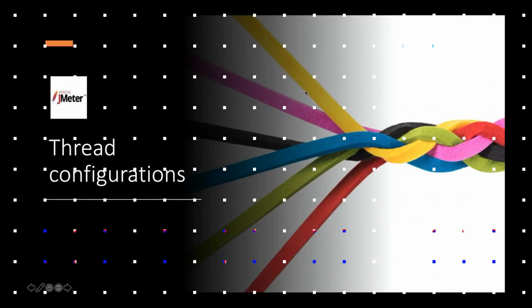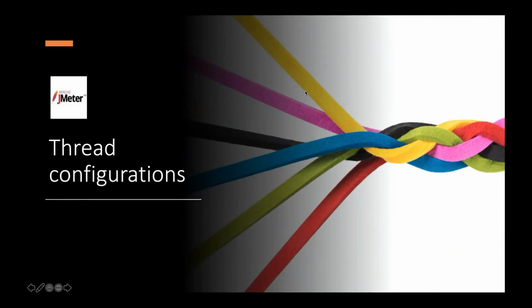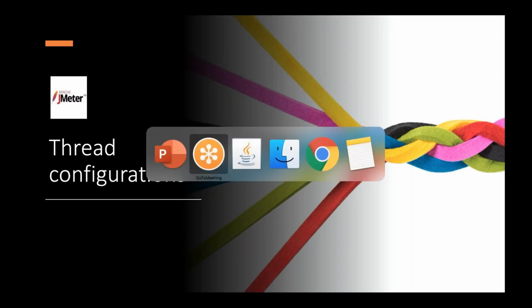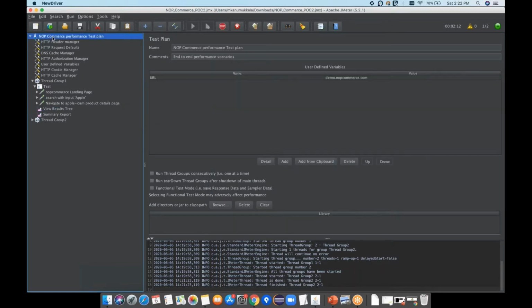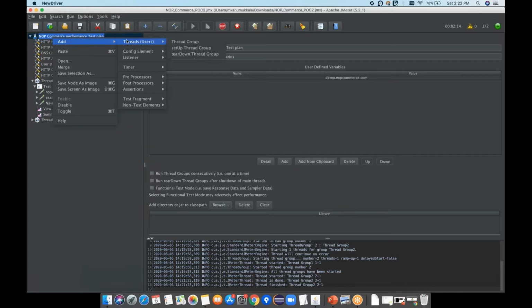Next option we have. So apart from that, what is the next one? The next one is thread configurations. So what is thread configurations? Under test plan, if I go to add threads users, we have three different options: one is thread group, another one is setup thread group, and teardown thread group. What is the purpose of these three different options is what we'll try to understand.